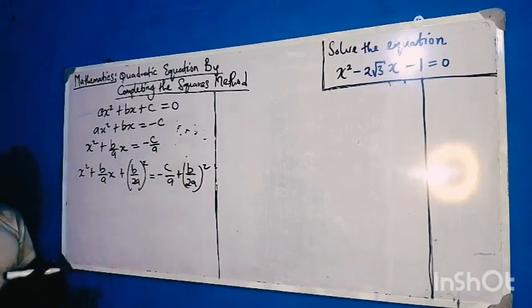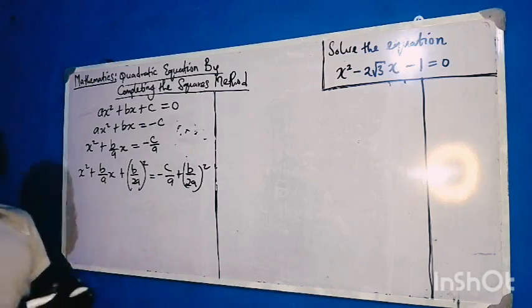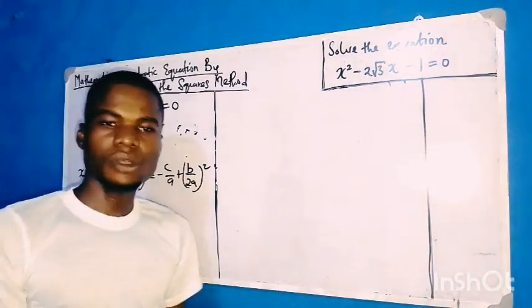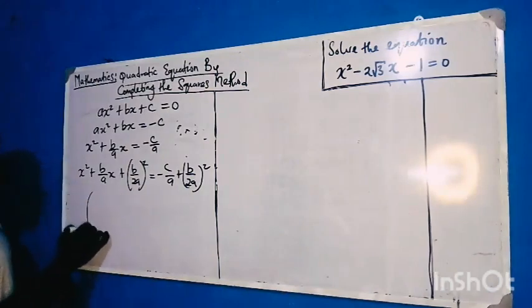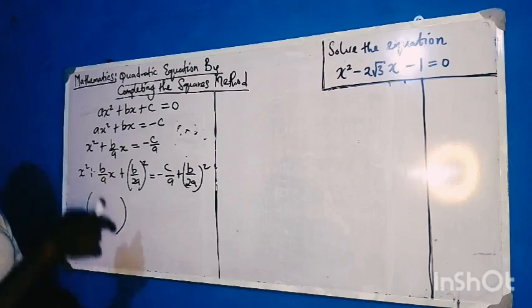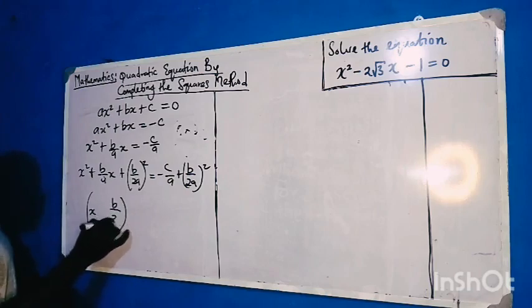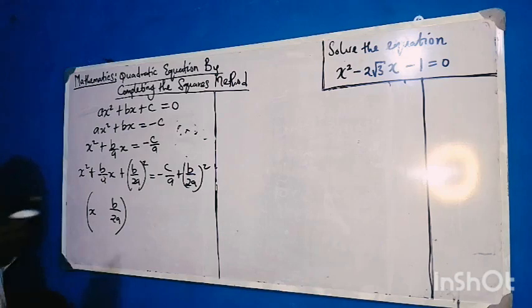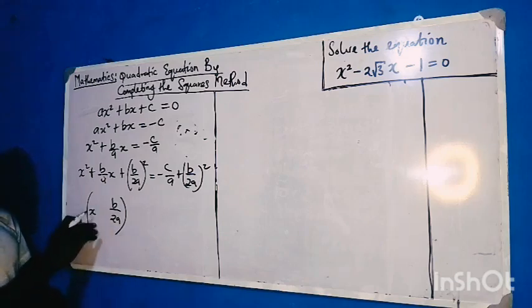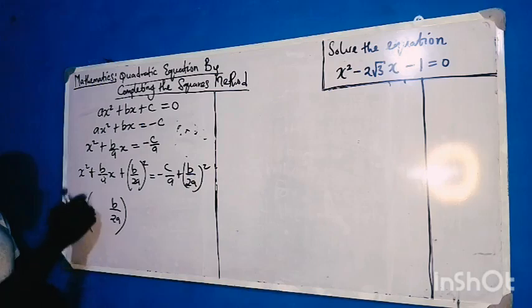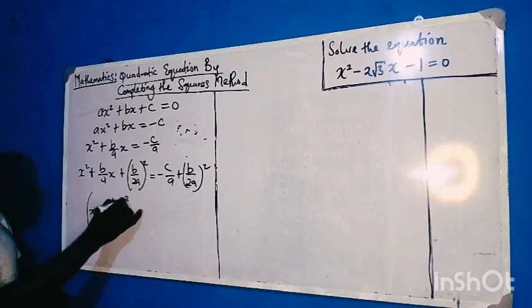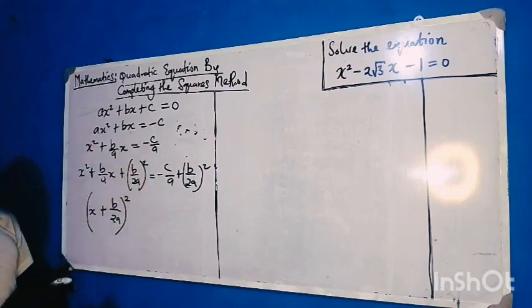After this, adding your perfect square to both sides, you factorize the left hand side and simplify the right hand side. How do you factorize the left hand side? Very simple. You just pick those with the squares inside a bracket. So we are going to have x and b over 2a inside the bracket. And now, what is the sign that will separate this x and b over 2a? It is the sign of the coefficient of x, and our coefficient of x here, the sign is plus, then we square it. That's the factorization of the left hand side.